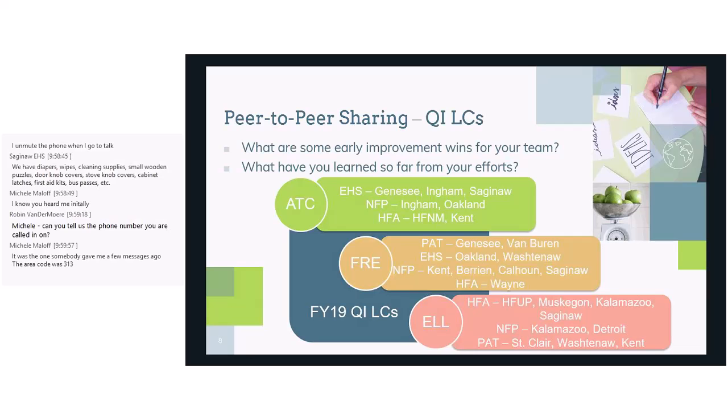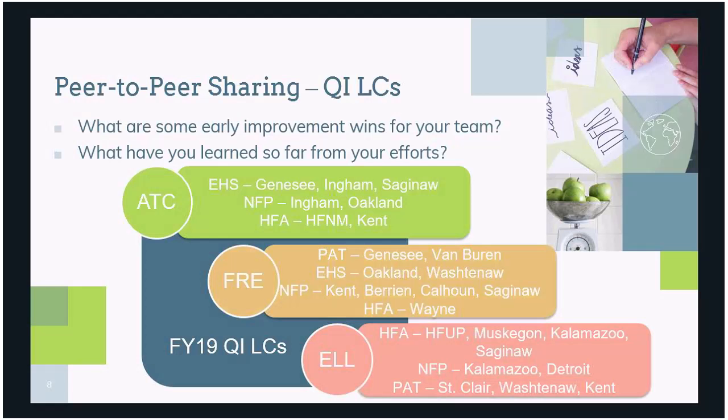Okay. It looks like in the chat box, there was a good question from Kalamazoo NFP wondering what type of incentive Saginaw Early Head Start is providing to support visit completion with moms and babies. And Saginaw EHS let us know that they are providing things such as diapers, wipes, cleaning supplies, small wooden puzzles, doorknob covers, stove knob covers, cabinet latches, first aid kits, bus passes, etc. Thanks, Saginaw EHS, for letting us know that.